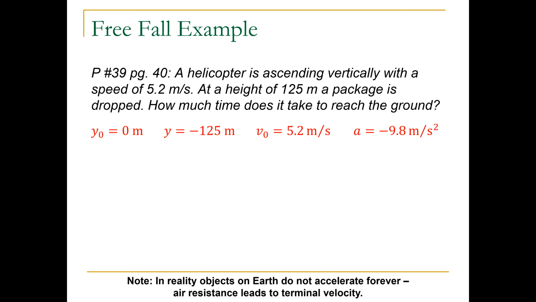this package is dropping that distance. So it's moving that distance downward. So if I were to write out the delta y, I would want to write it as a negative value. So I have a delta y of negative 125 meters, or y naught as 0 and y as negative 125. You could also do y naught as 125 and y as 0. That works as well. V naught is a positive 5.2 since that's an upward initial velocity, and the acceleration is negative 9.8 or 9.80 if you want. That's negative since it's downward.